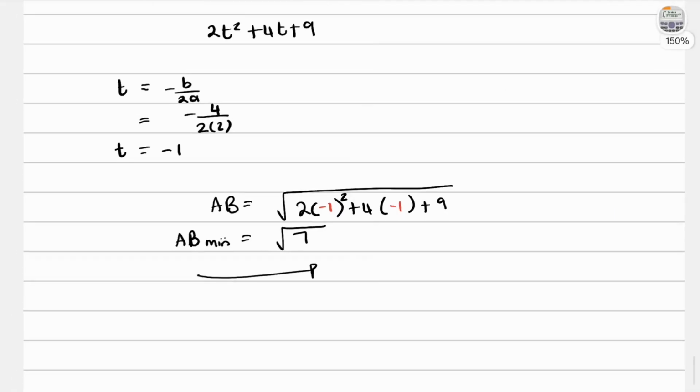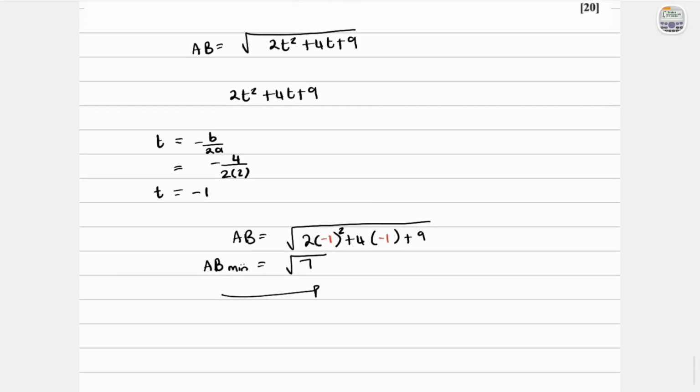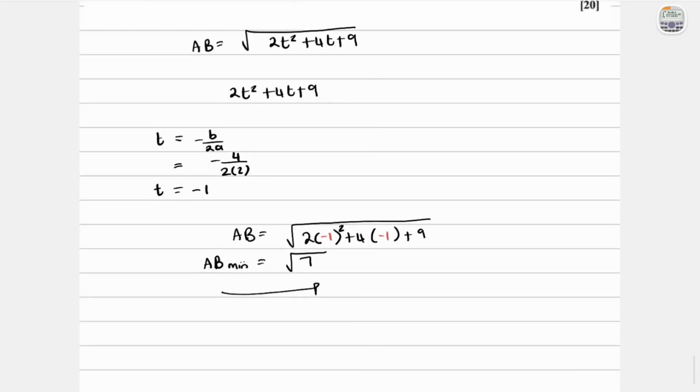Okay, so that is the answer to that question, and that concludes it for the analytical geometry section of this paper. And I will see you guys in the trigonometry section.